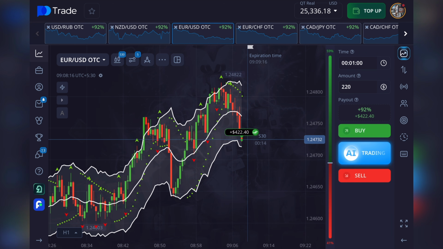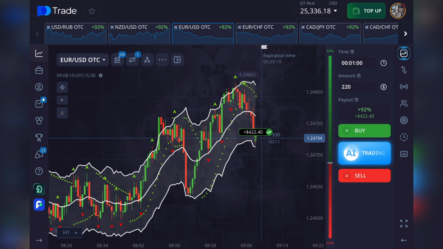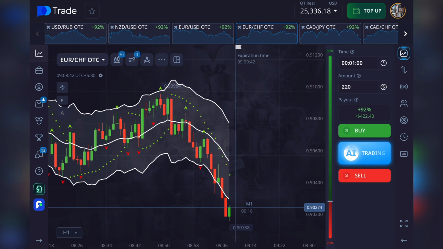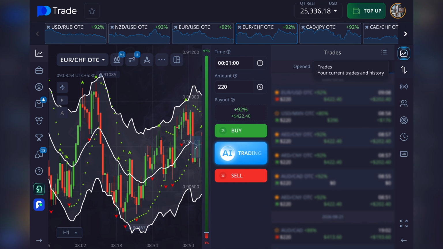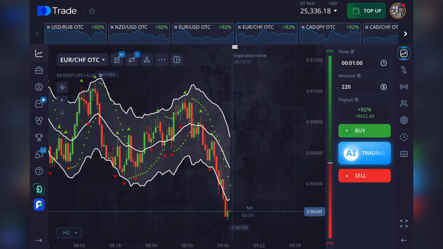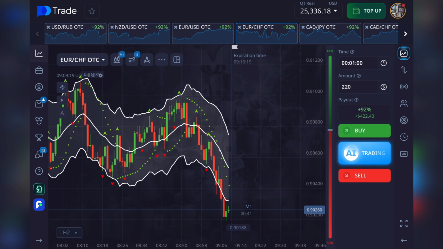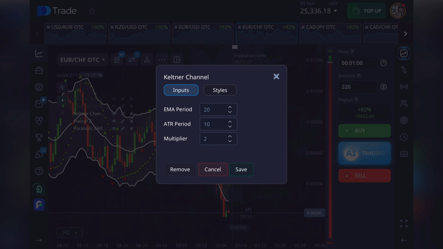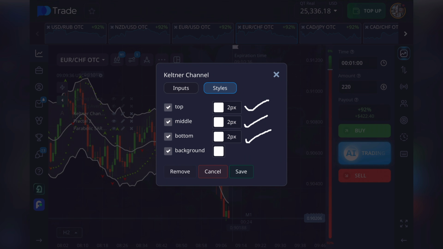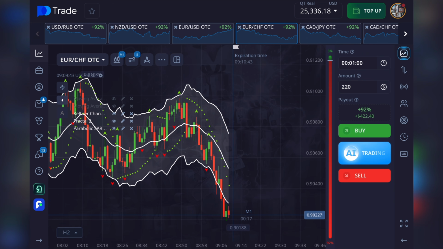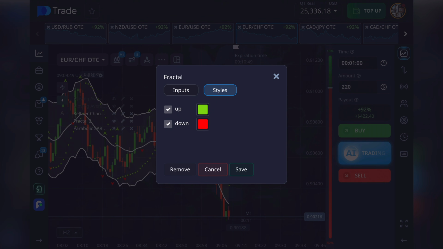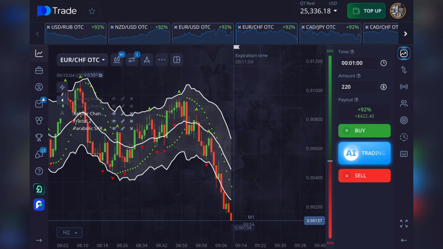The final setup also closed in the expected direction. I'm ending the trading part of today's session here, but before we finish, as I mentioned at the beginning, let me quickly show you the complete settings for all three indicators. First, let's take a look at the Keltner channel settings. For the fractal indicator and the parabolic SAR, I've kept the default settings and haven't made any changes. So, those are the complete settings for today's setup.